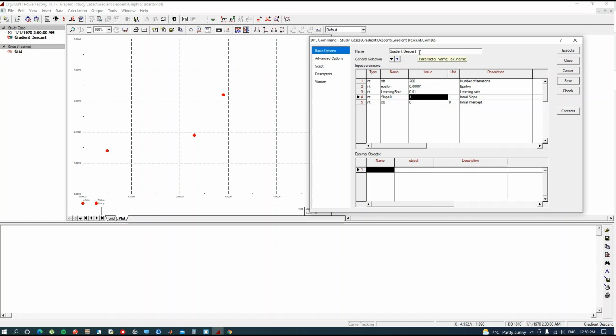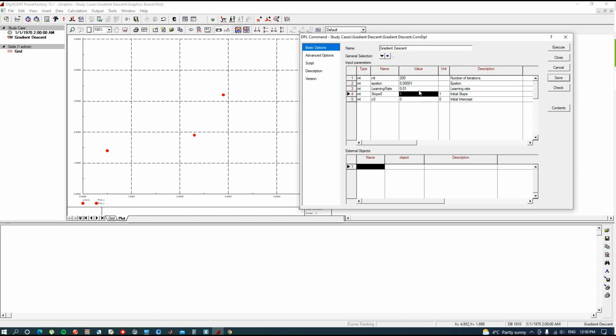Gradient descent is an iterative method in which the parameters are optimally determined in small steps, starting from an initial solution. In this case, the initial solution is slope equal to 1 and intercept equal to 0. We know that the equation of the line is y equals slope multiplied by x plus the intercept. So the problem is formulated like this: we must optimally determine the slope and the intercept of the line so that the sum of the square residuals is minimized.